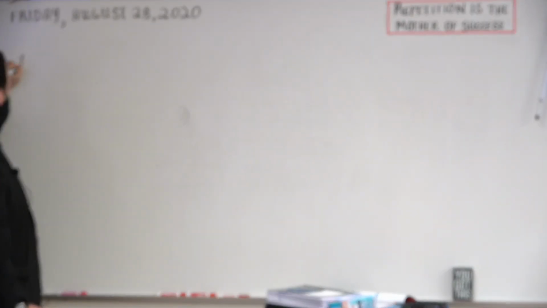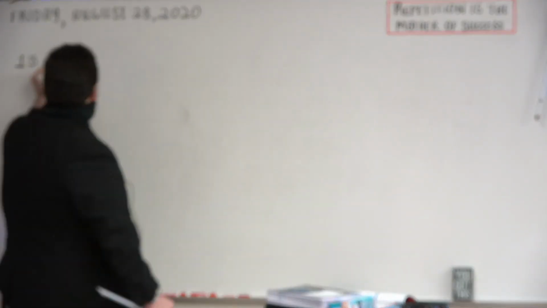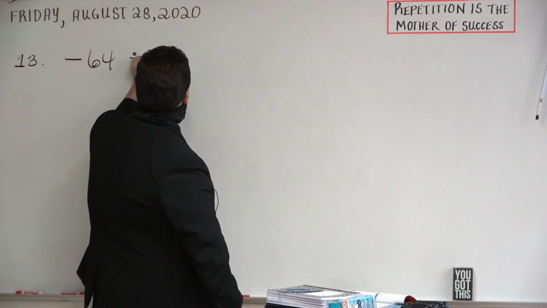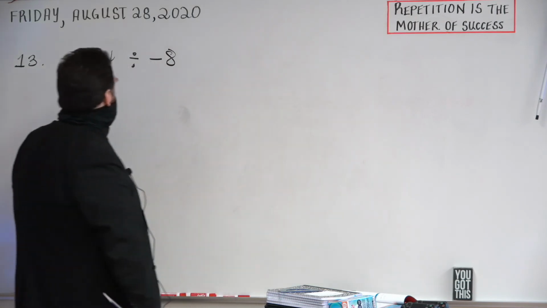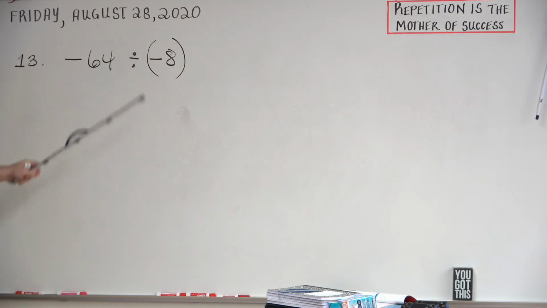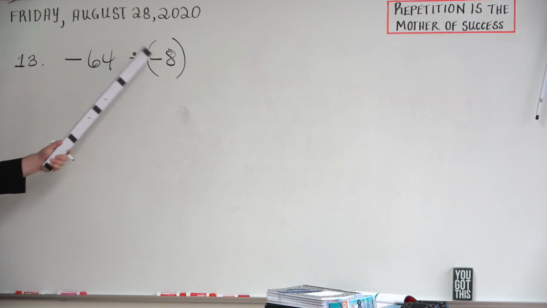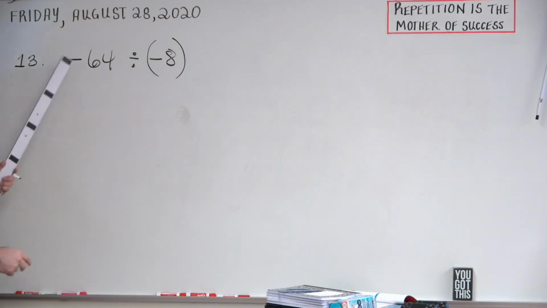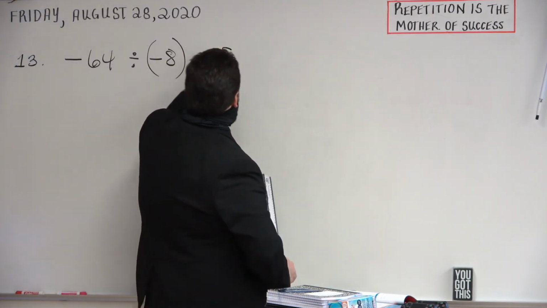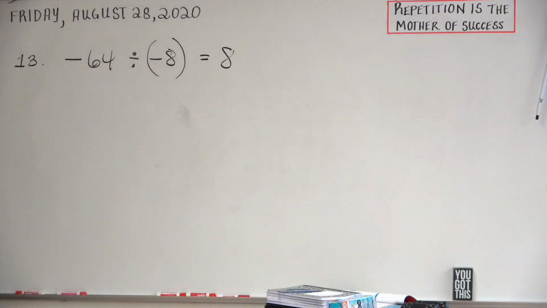Number 13, this is the one we talked about. Negative 64 divided by negative 8. And that was in parentheses. So a negative divided by a negative is a positive. 64 divided by 8 is 8. So negative 64 divided by negative 8 is positive 8. Yay. Raise your hand if you got that right. That's a good one. Number 15.